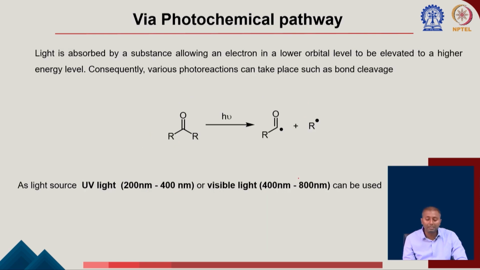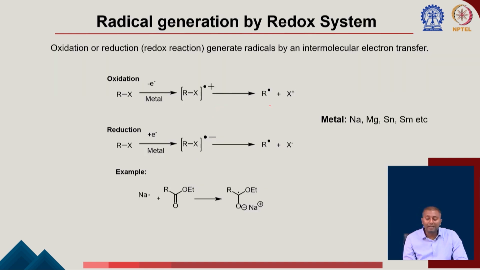Now there are some reactions where you can take some carbonyl compounds, and under UV light they can generate this type of acyl radical. We are going to talk about the generation of acyl radicals and some of the reactions. And as I was saying, metals like sodium, magnesium, tin and samarium can also give you an electron, so they can provide electrons for this type of reduction reaction.